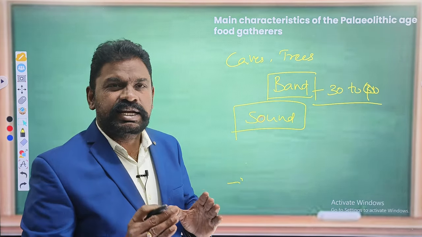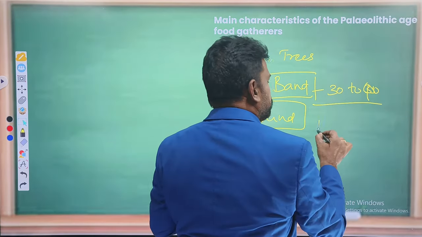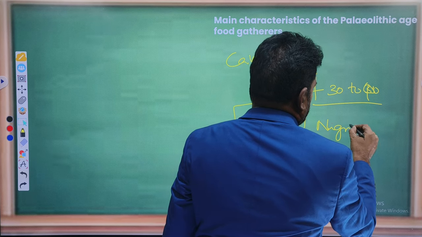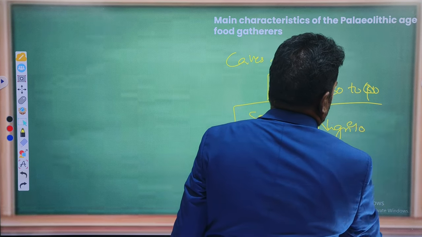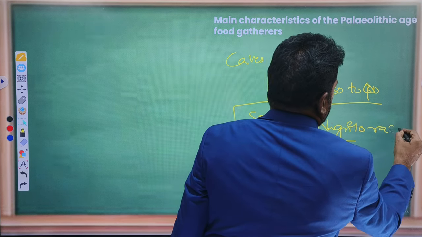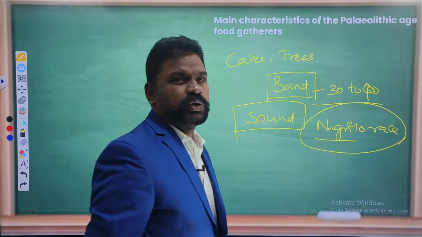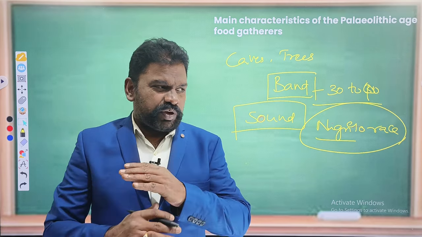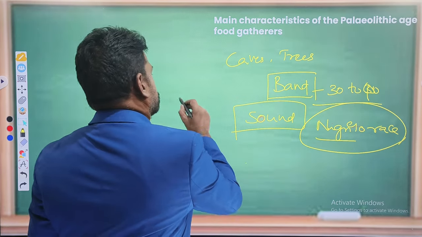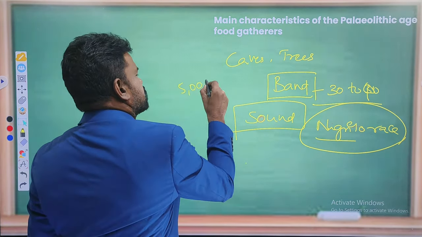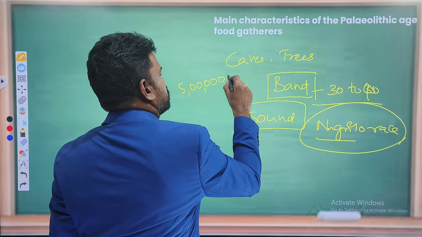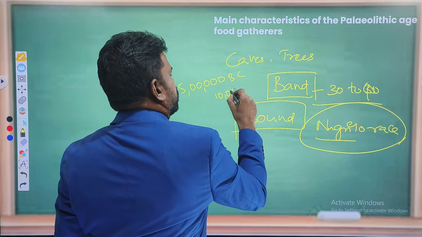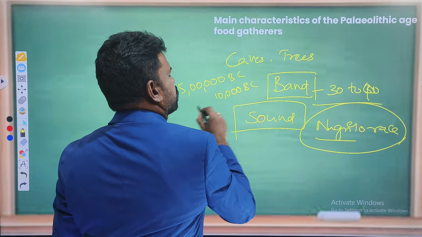Their race is called Negrito. Paleolithic people belonged to the Negrito race. The Paleolithic age is very lengthy, from 5 lakhs BC to 10,000 BC. A very, very lengthy period.